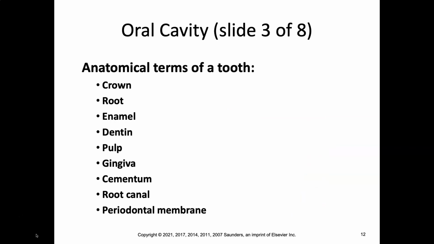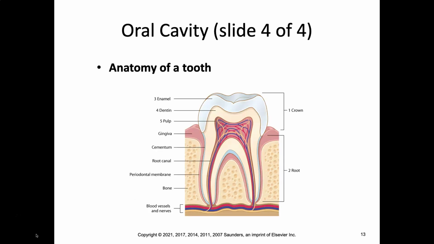This goes into what's in a tooth: crown, root, enamel, dentin, pulp, gingiva, cementum, root canal, which I hope you don't have to have. Those aren't very fun. Periodontal membrane. And again, this shows you where those all are.